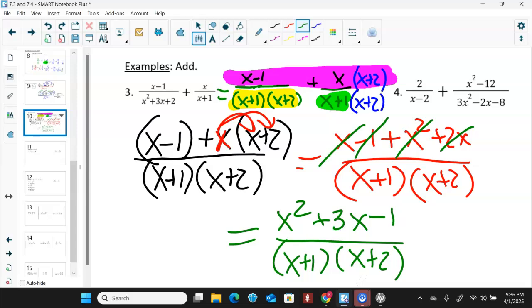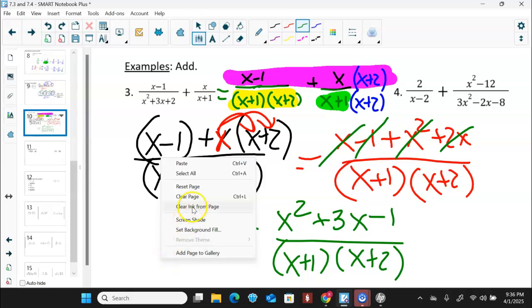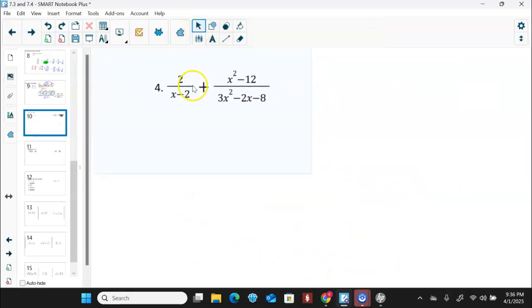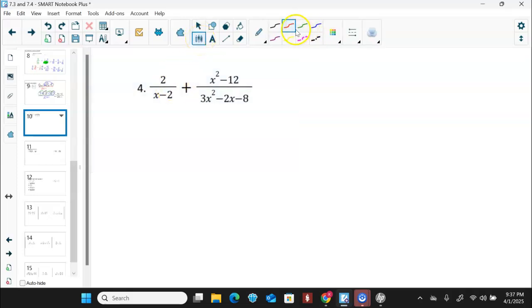Pause that if you need to. There's nothing else that you can do here, okay? Pause it if you need to write it down. All right, now number 4. Let's see number 4. Let's move it right here. Once again, we got to unfold a few things here. We got to put it in simplest form.